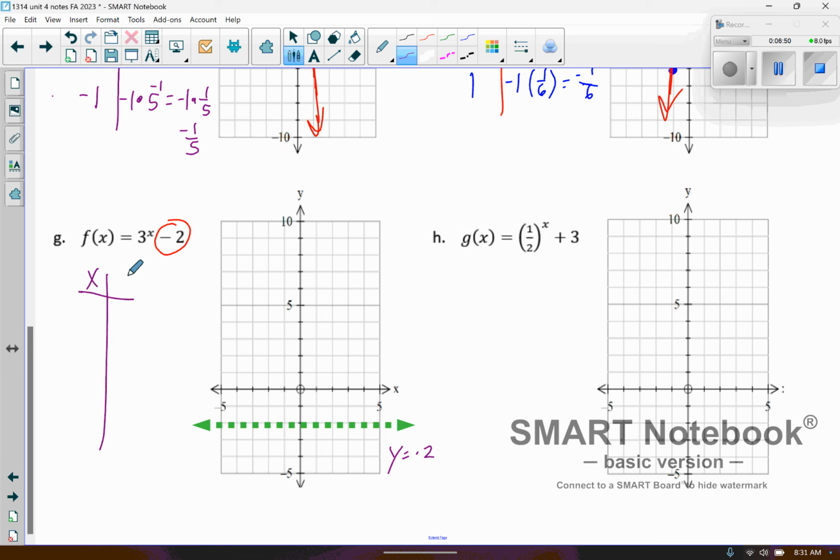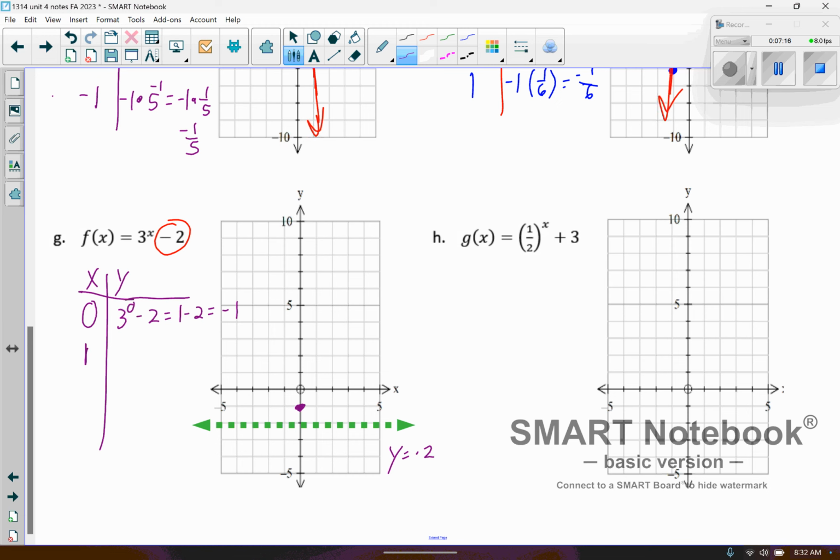So let's see x and y. We can start off with plugging in 0. We'll get 3 to the power of 0 minus 2. Well, 3 to the power of 0 is going to be a 1. 1 minus 2 is -1. So when x is 0, y is at -1 right down here.